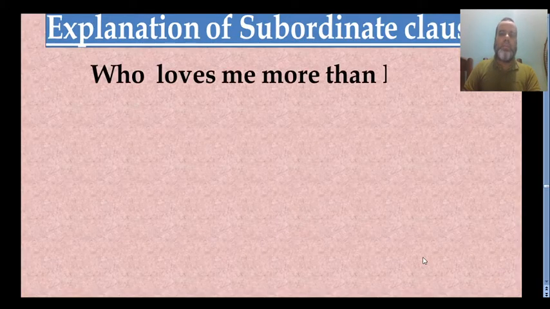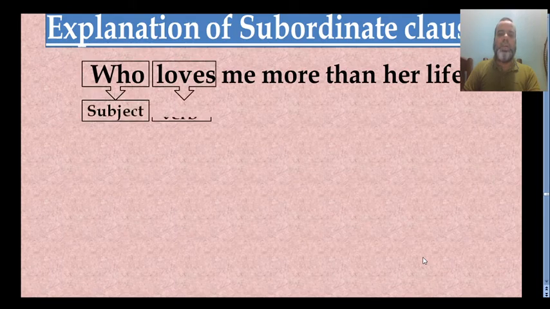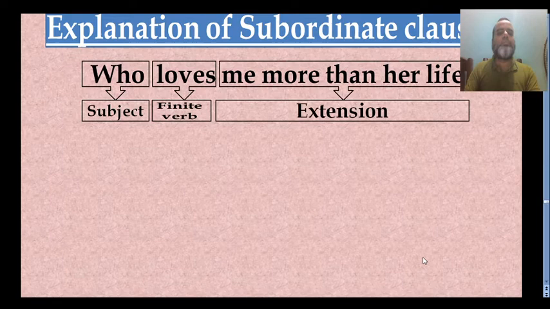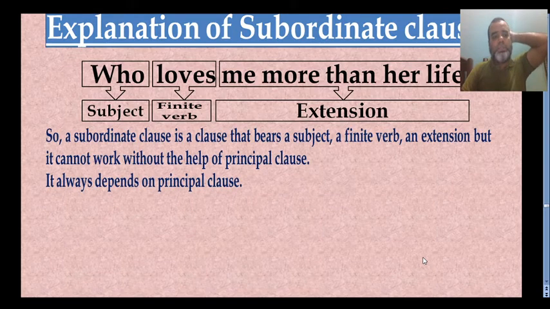Let us explain about subordinate clause. Who loves me more than her life? Who is the subject here, loves is the finite verb, and me more than her life is the extension here. So a subordinate clause is a clause that bears a subject, a finite verb, an extension, but it cannot work without the help of a principal clause.